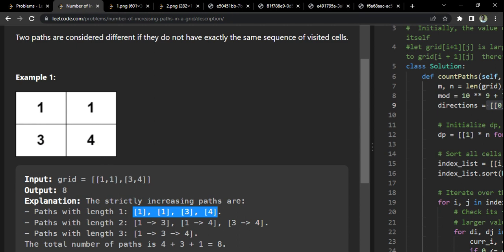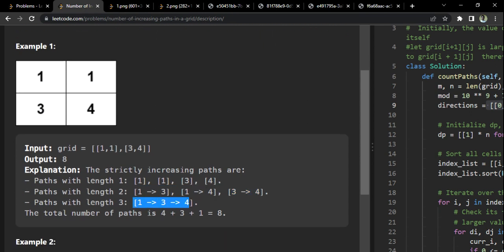Okay, these are some of the paths with length 2. Okay, 1 to 3, 1 to 4, and 3 to 4. Now coming to paths of length 3: 1, then 3, and then 4. Okay, this is the only path with length 3.